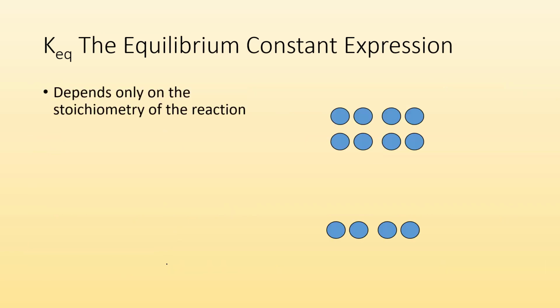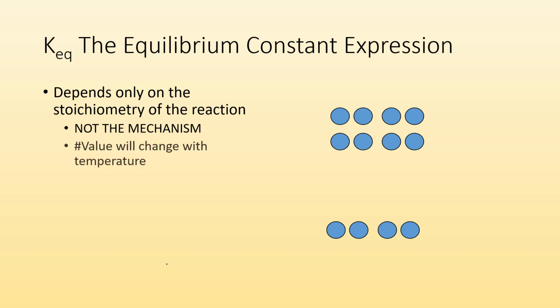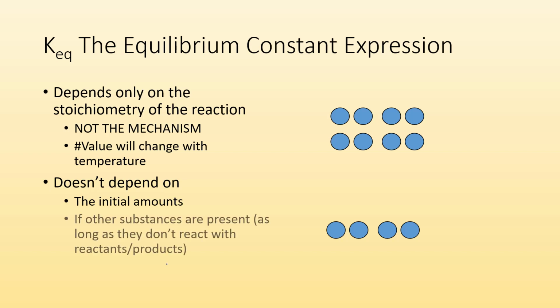So this constant expression is going to depend only on the stoichiometry of the reaction, not the mechanism at all. The number value will change with the temperature. If we raise or lower the temperature, we're going to change the value for KEQ. What it doesn't depend on is the initial amount. So KEQ doesn't matter how much we start with of what. And it doesn't matter if other substances are present as long as they don't react with the reactants and products. So if there's no other substances chemically reacting with this stuff, it doesn't matter that it's there.